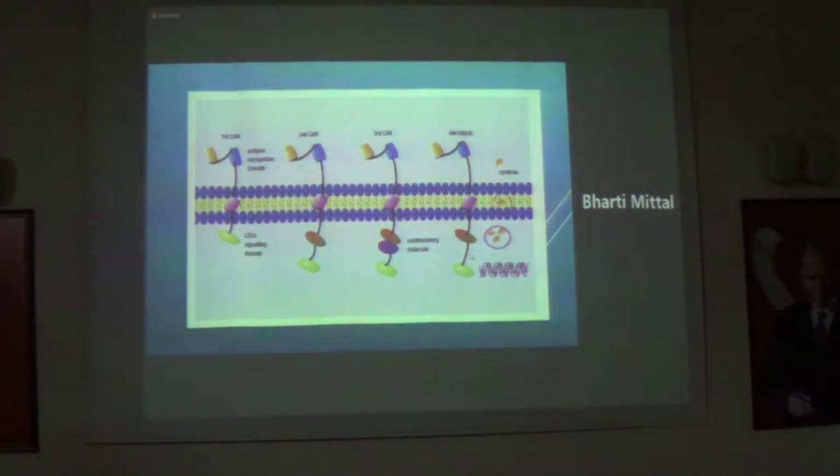So when we give this therapy, there will be toxicity issues, efficacy issues, some cytokine toxicity, some infections. So when we incorporate these cytokine genes along with the co-stimulatory domains, those things will be taken care of.